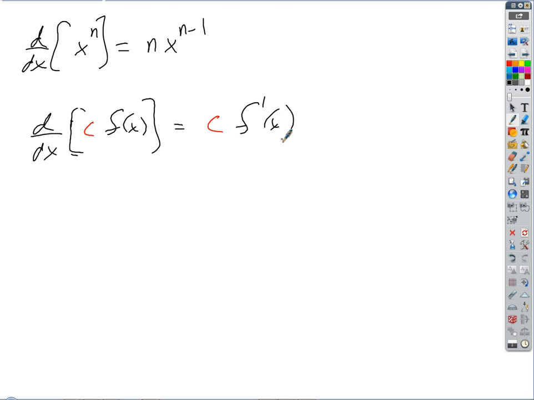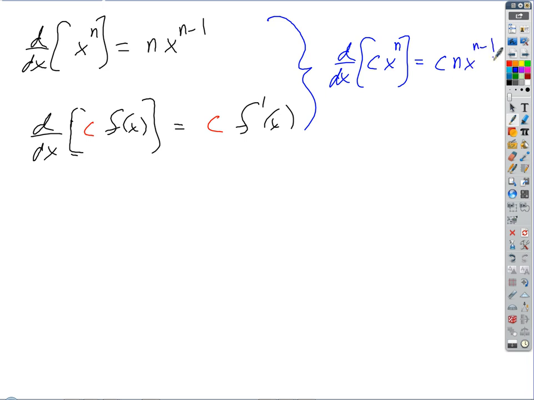Okay, so then we can weave these two together into a more general form of the power rule. And we could say the derivative with respect to x of c times x to the n is what? c times n x to the n minus 1. How about that? So now you can do, it would have been a real pain to take, for example, the derivative of x to the fourth, wouldn't it? Right? Easy now.